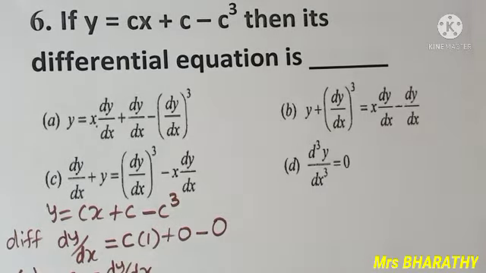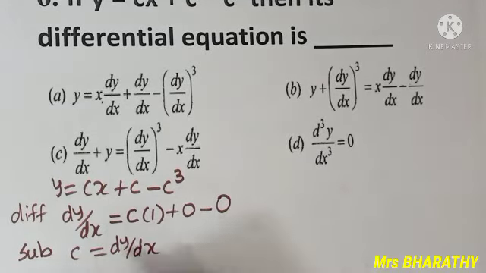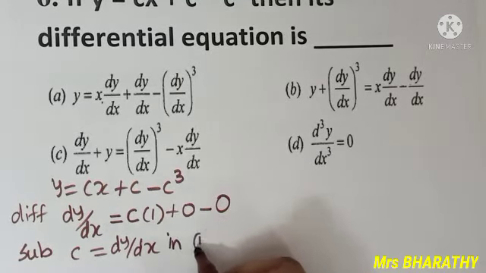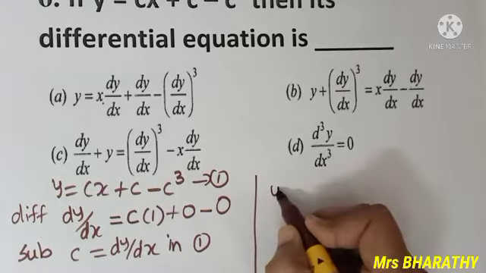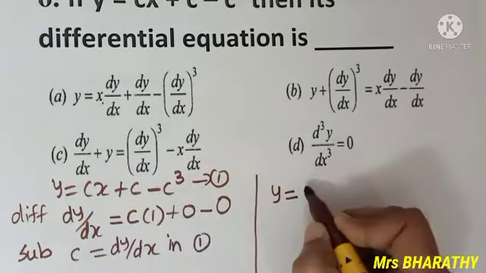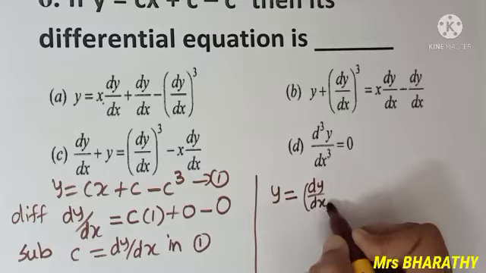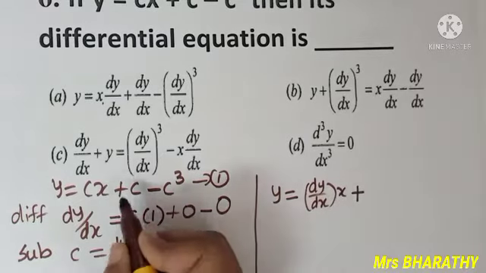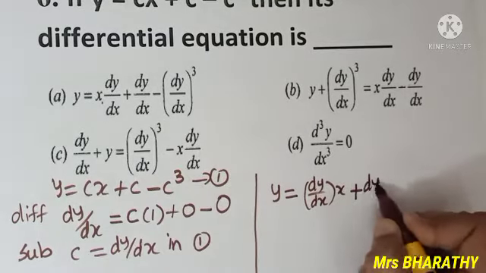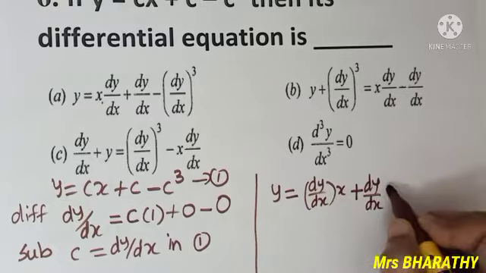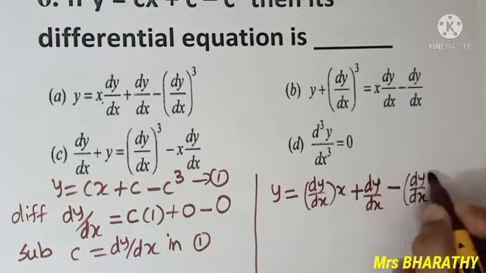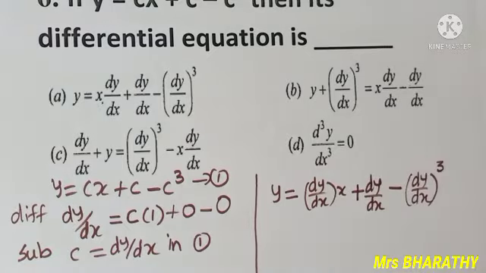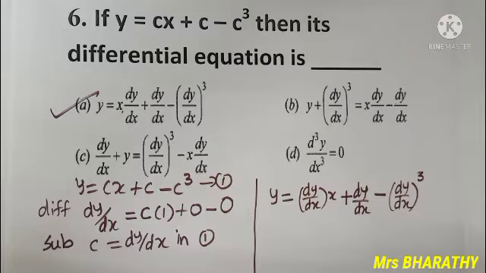Let me substitute c equals dy by dx in equation number 1. We derive y equals cx, that is dy by dx into x plus c. C is dy by dx minus c cube, that is dy by dx the whole cubed. If I compare my answer, option A will be the right choice.